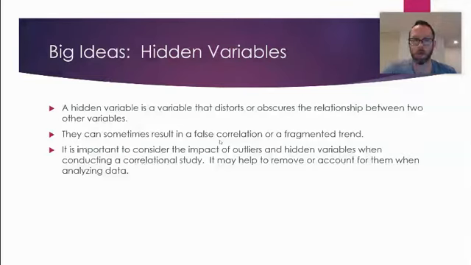So do a residual plot, see if there are outliers. If there are two different trends on the same graph, ask why. Look at the break point of the trend, like in our case, 1996. See if anything happened that would cause that. So consider those when you are conducting a correlational study. It might help you to remove those to improve the model or account for them when analyzing data.